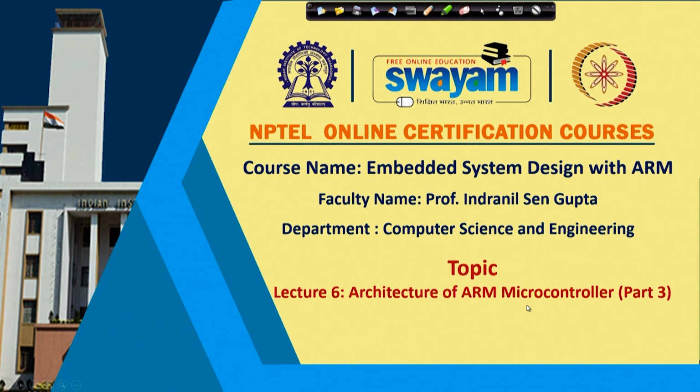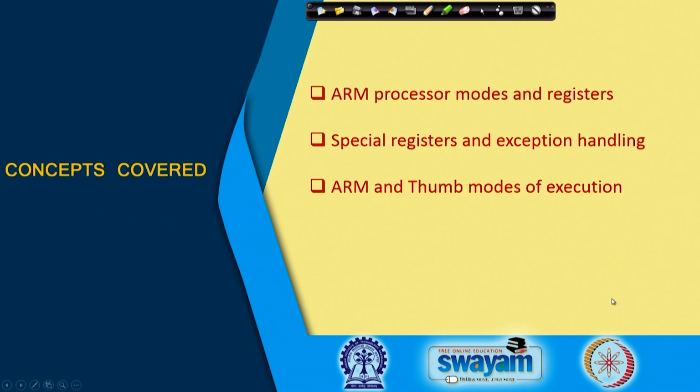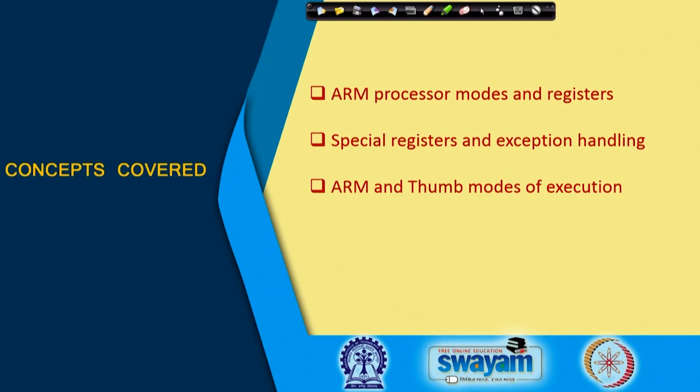In this lecture, we shall be talking about the architecture of ARM microcontroller, the third part of it. Now, in this lecture, we shall be mainly talking about the processor modes and registers in the ARM architecture. There are some special registers we shall be trying to tell you the necessity and roles of, something about exception handling, and there is something called thumb mode of execution, also very briefly about that.